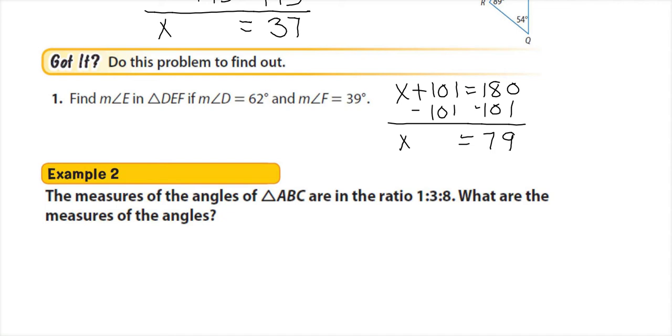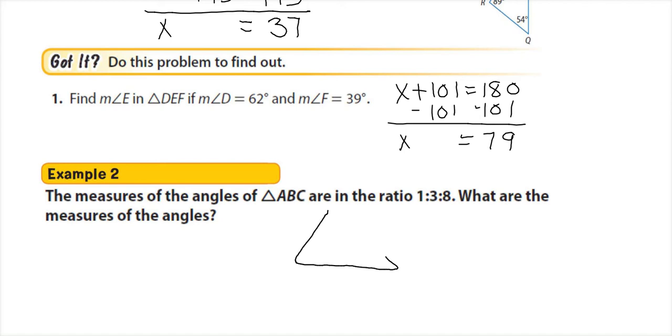All right, let's take a look at example number 2, sorry. It says the measures of the angles of triangle ABC are in the ratio of 1 to 3 to 8. What are the measures of the angles? All right, that's why I told you on the first one to solve algebraically, because now we have nothing except for ratios. All right, so what we're going to do is we're just going to draw a quick triangle.